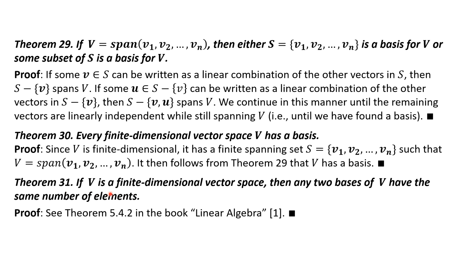If V is a finite dimensional vector space, then any two bases for V have the same number of elements. I'm not going to prove that here, but it's theorem 542 in an online book, Linear Algebra. I'll give you a link to that in the information to this video.